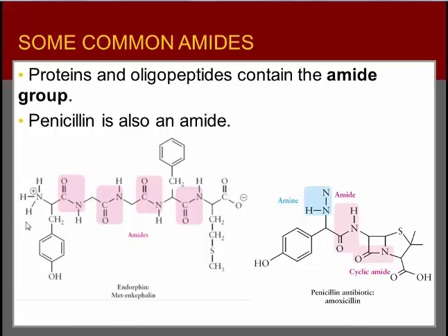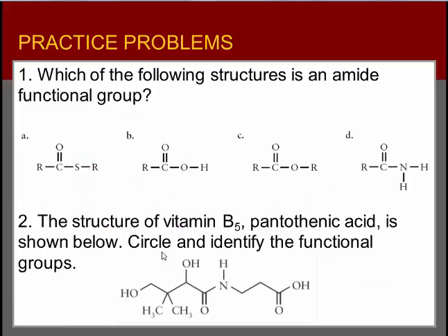It's attached simply to an R group. Here is a short oligopeptide. It has 4 amide groups in it. So here's a carbonyl, NHR. Here's a carbonyl with an NHR group on it. Carbonyl attached to an N, carbonyl attached to an N. So we see that there are many amides present in this oligopeptide.